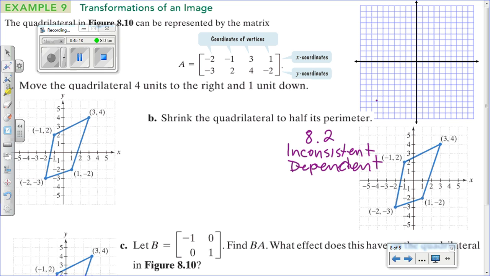Just as a review, when we talk about systems that are inconsistent, what does that mean? They don't have a solution. That's correct. So inconsistent systems have no solution. What about dependent systems? Dependent, infinitely many, very good. So this is no solution, and this is infinitely many.